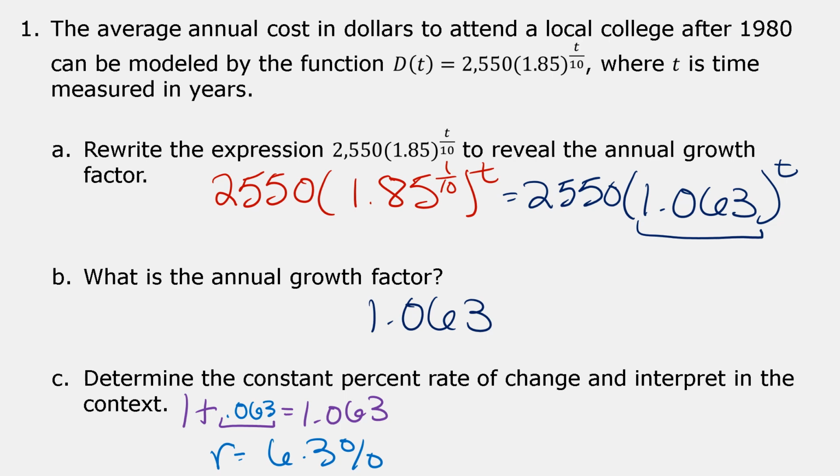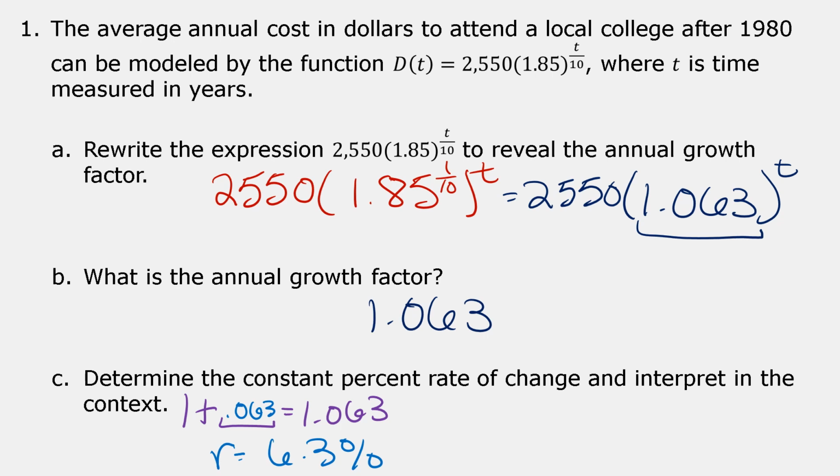Okay, so from this problem, someone raise their hand and tell me what sentence they wrote for your interpretation. What was increasing? Cost of what? Annual function. The cost to go to college.